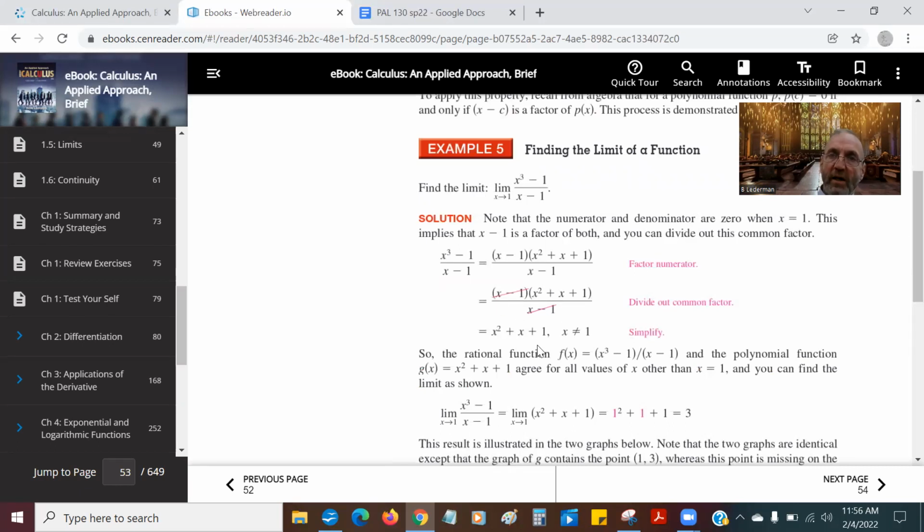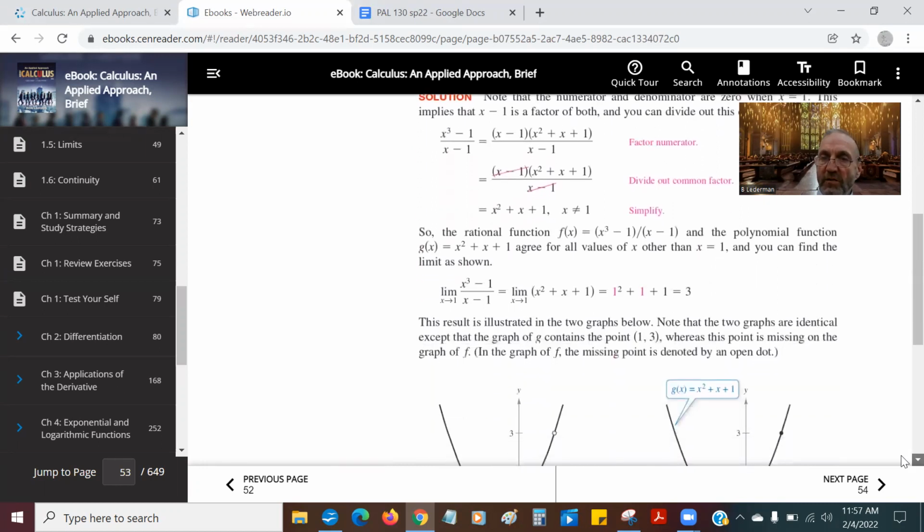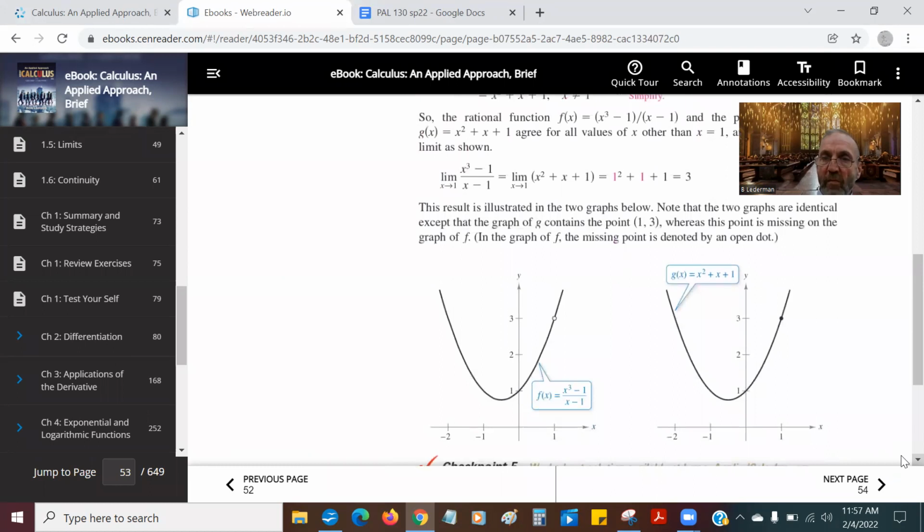And now I can just plug in. See, before I couldn't just plug in x equals 1. I would get 0 over 0. But now I can just plug in x equals 1, and I get 1 plus 1 plus 1, which is 3. So the limit of this is 3. Very remarkable.